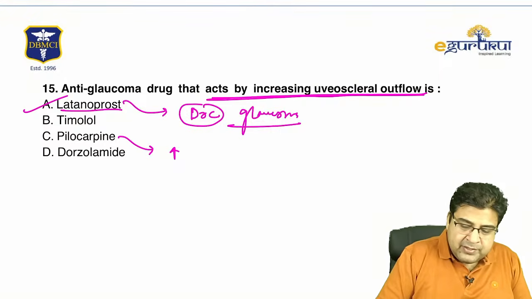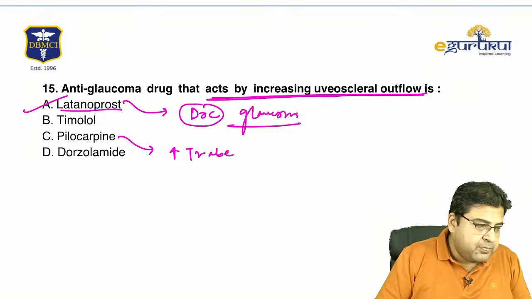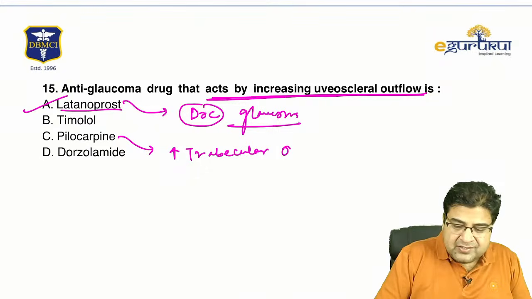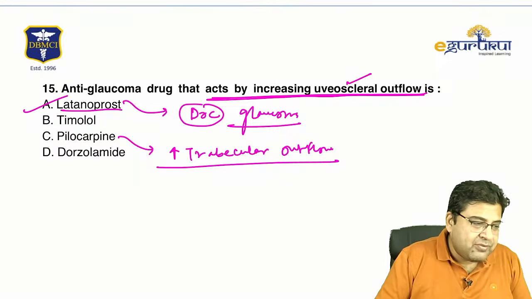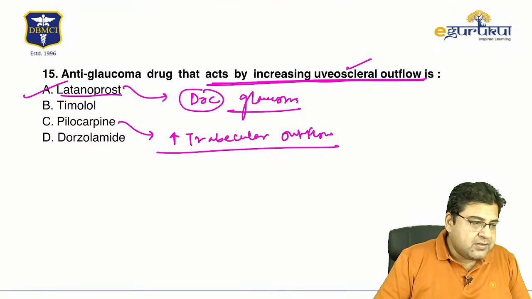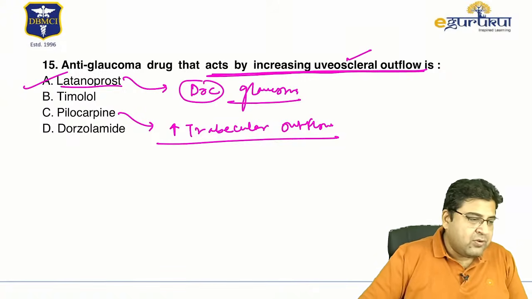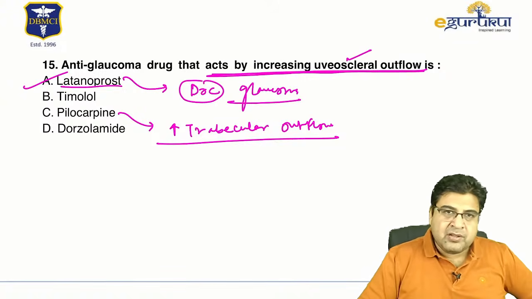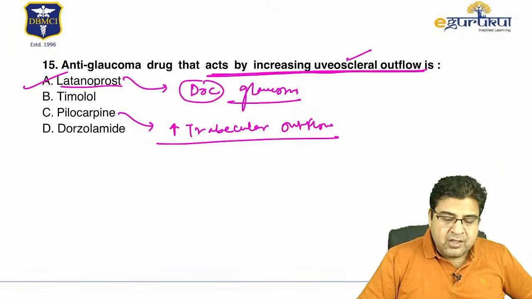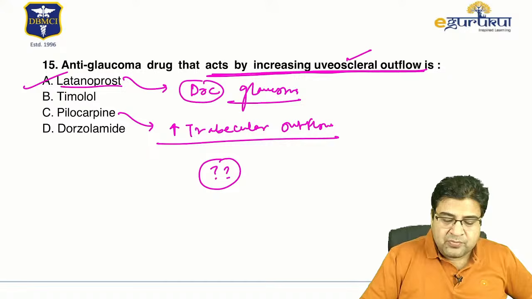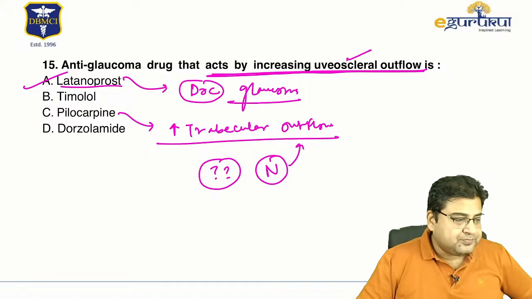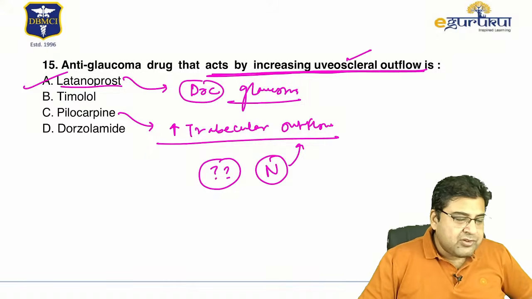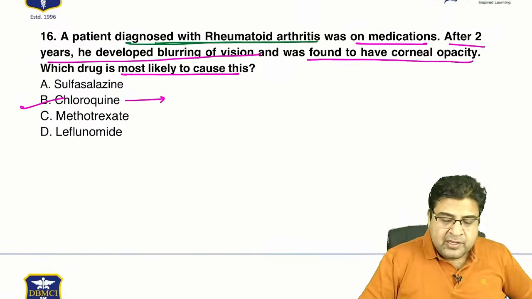In the previous question, why not pilocarpine? Pilocarpine will increase trabecular outflow, and the question was particularly asking which medicine can increase uveoscleral outflow. So both medicines can increase the outflow, but pilocarpine will increase trabecular and latanoprost will increase uveoscleral. Now you have to answer which other medicine you know that starts with the letter N and can also increase trabecular outflow. Till that time, I'll solve this question.